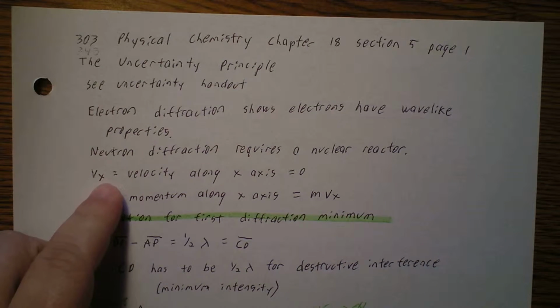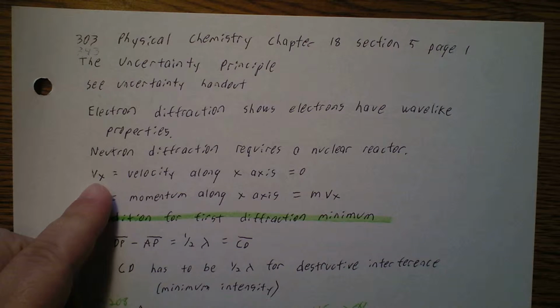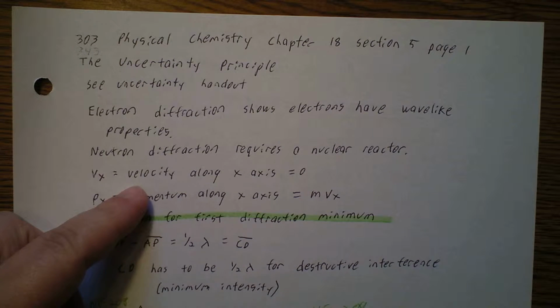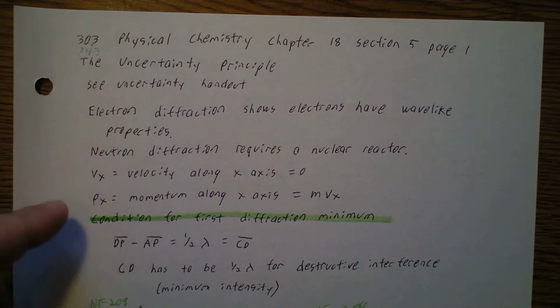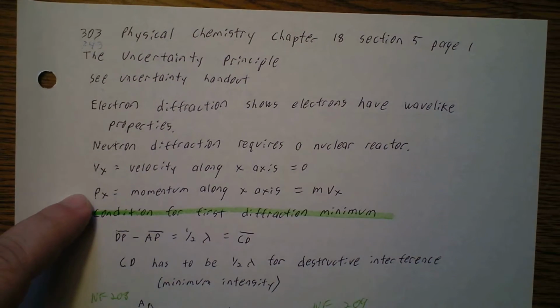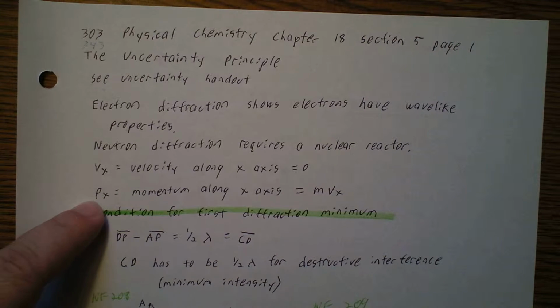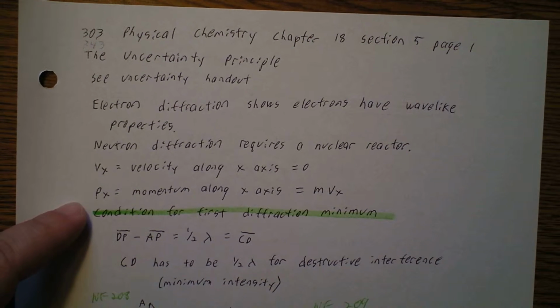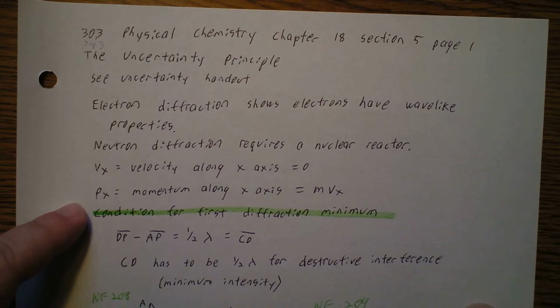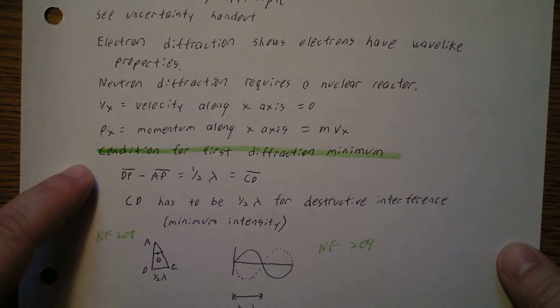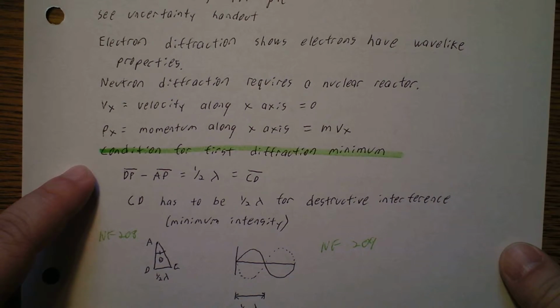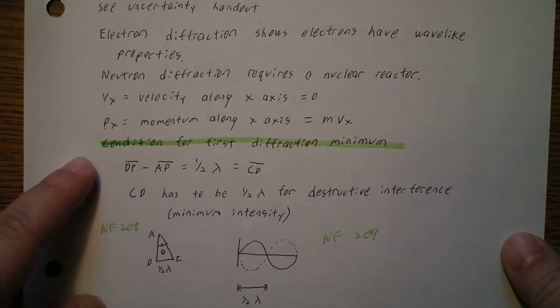So, v sub x means the x component of the velocity, or the velocity along the x-axis. And we're going to say that equals 0. So, p sub x, the momentum along the x-axis, is going to be equal to m v_x. Now let's say, what's the condition for the first diffraction minimum?